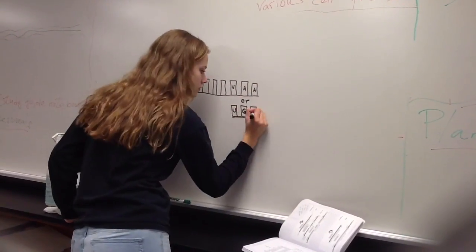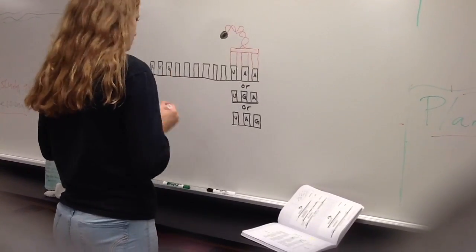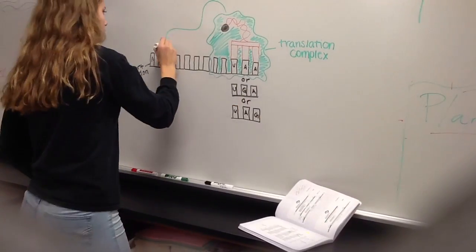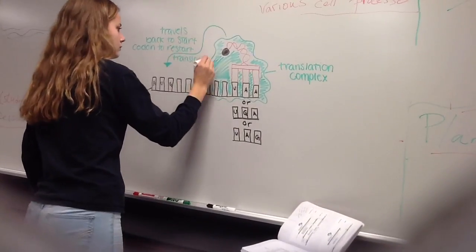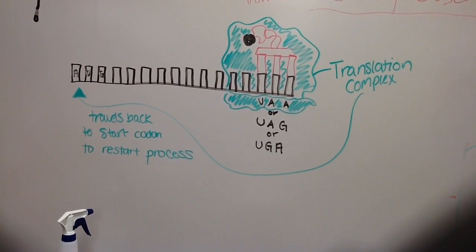Once the translation complex reaches its stop codon, which can be UGA, UAG, or UAA, the translation complex dissociates from the mRNA strand and reassembles for the process to begin again.